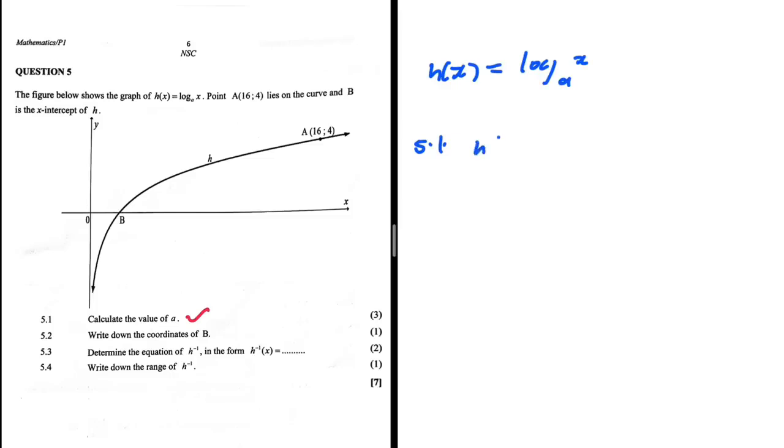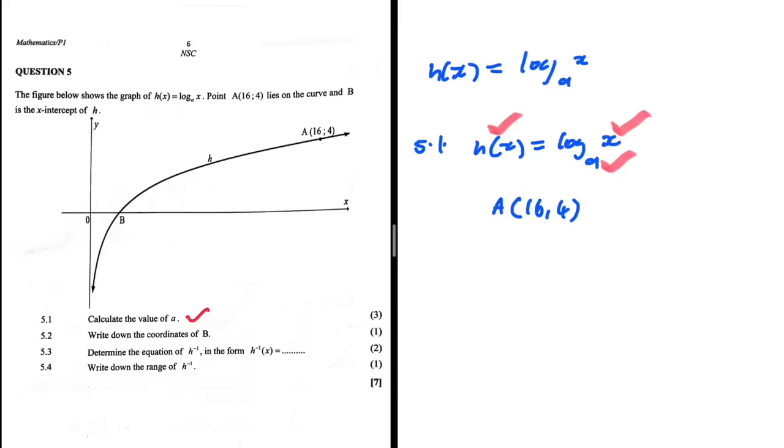So what do we have? h of x is equal to log of x base a. We have three unknown variables here: h of x, which is y, x, and a. So what can we do? We want a. How can we find x and y in order to be able to find a? We can substitute any point which is on the function. We don't know the coordinates of b, we only know the coordinates of a. So we are going to substitute the coordinates of a so that we have a corresponding x and y, and then sub it into h of x.